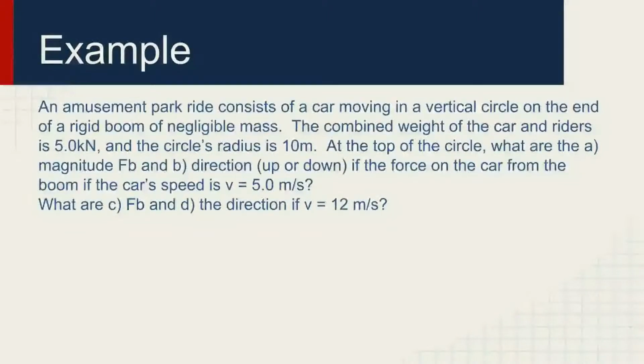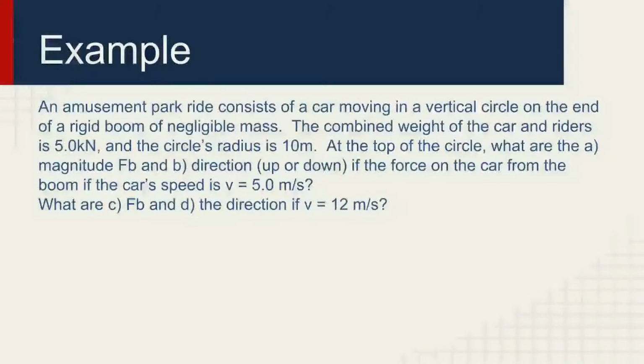Okay, assuming that you finished it. So this question is looking for a few answers. It's looking for the magnitude of the force of the boom and then the direction of the force on the car when the car is moving at 5 meters per second. And then C and D are also looking for the same thing, except the velocity is actually 12 meters per second instead of 5. So once you figure out the first part, it's relatively easy to find out the rest. It pretty much just falls into place. And really, it's just substitution.